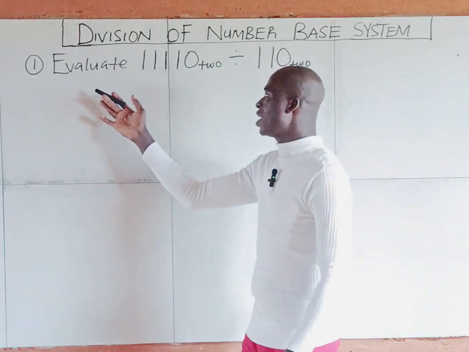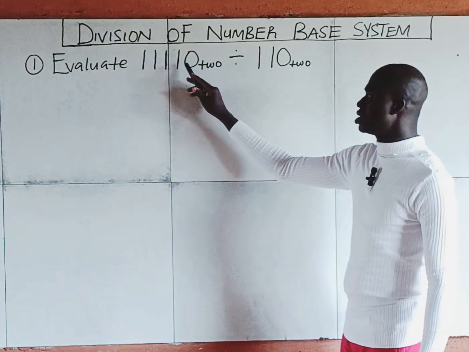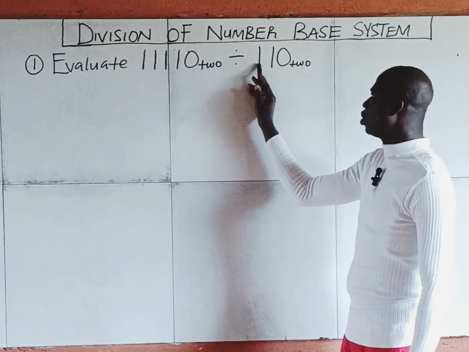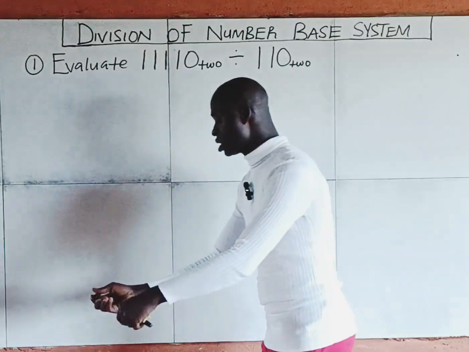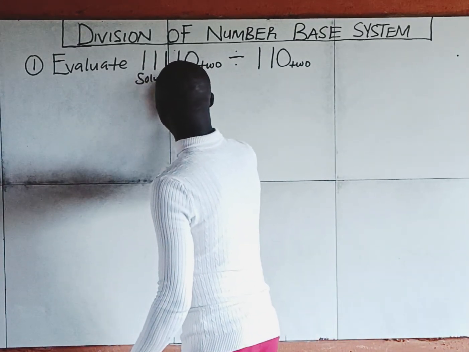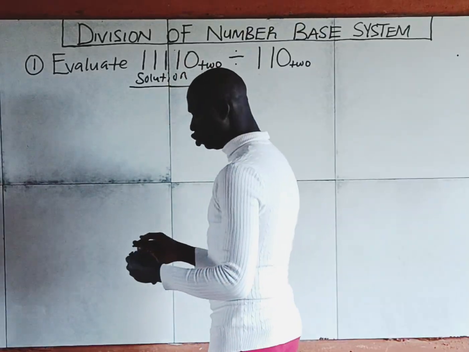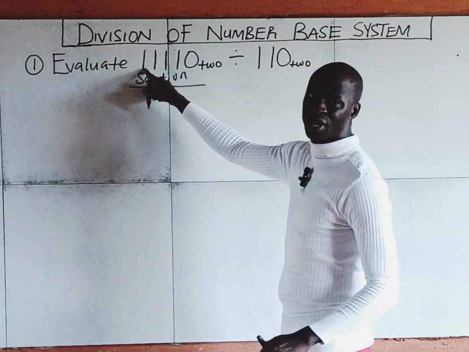Now, the first question we have right here says, evaluate 11110 base 2 divided by 110 base 2. Now, this is how it's simply done. So, let's go straight and start solving. This is the solution. Now, the very first thing you're simply going to do when you are given questions like this is check what is the first digit you are having.